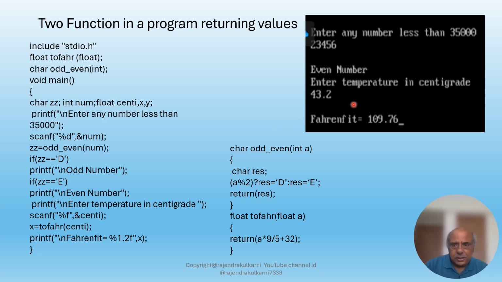Then I entered a temperature when the program prompted me to enter the temperature in centigrade. I entered 43.2 as the temperature value. It will be calculated by this expression. The result of evaluation of this expression is 109.76. So what this function basically does is it converts the value of temperature entered in centigrade units to Fahrenheit units and returns the Fahrenheit value to the calling function.